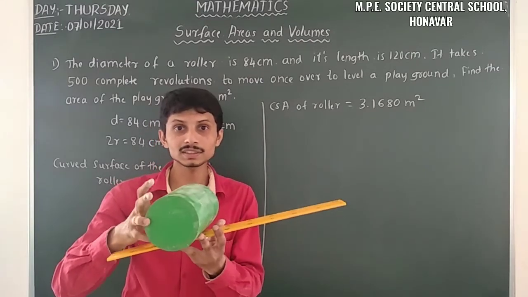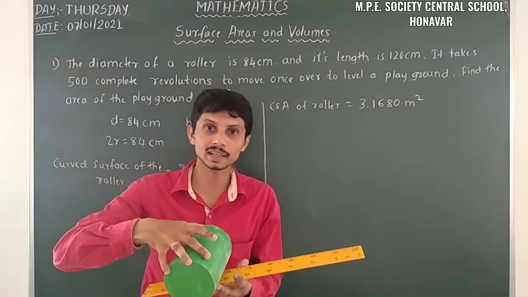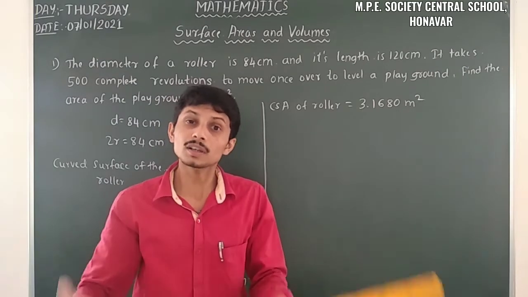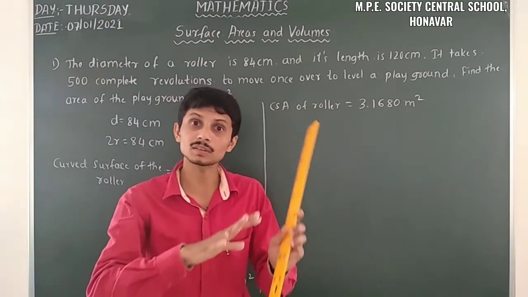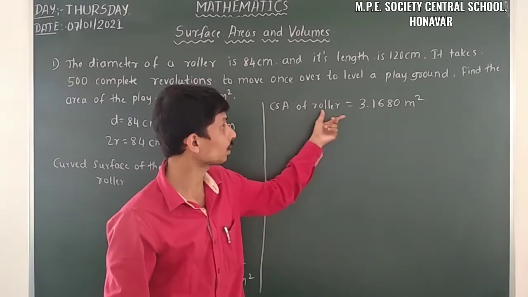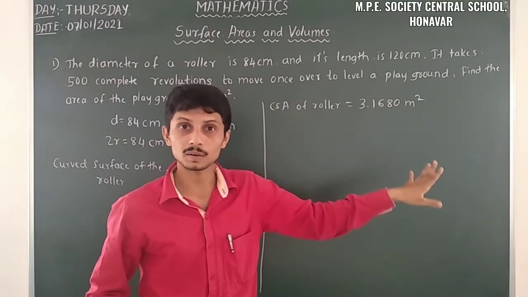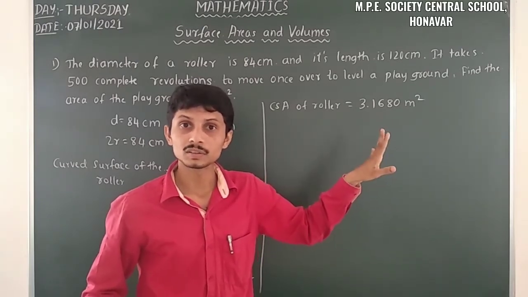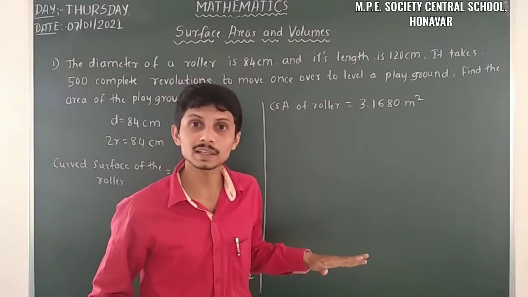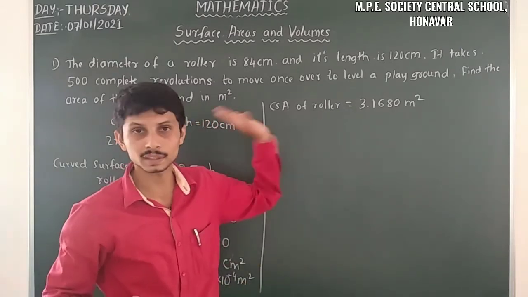So that means once it is rolled one complete revolution, it covers an area of 3.168. After 500 complete revolutions, it completely covers the playground. So here we know the curved surface area of the roller for one revolution. So after 500 revolutions, the value we get is nothing but the complete area of the playground. Here the curved surface area of the roller is given.